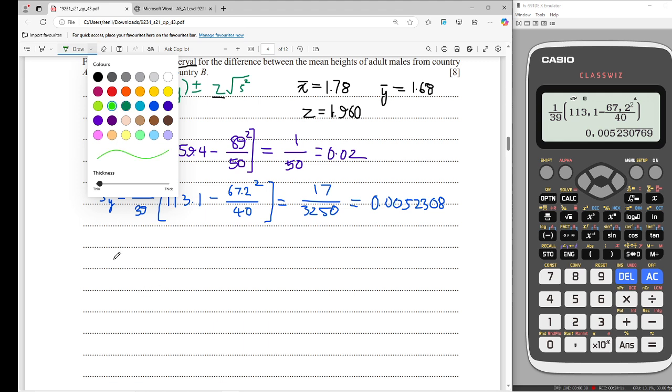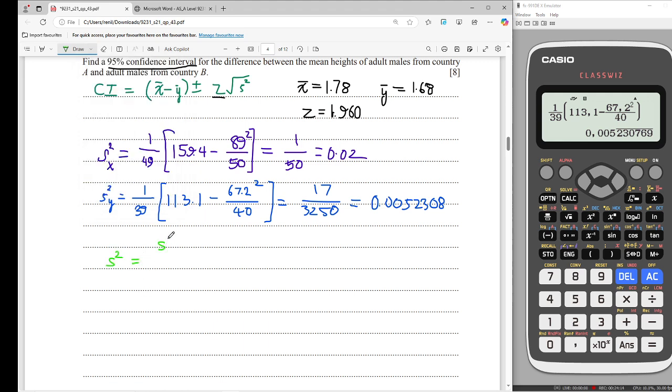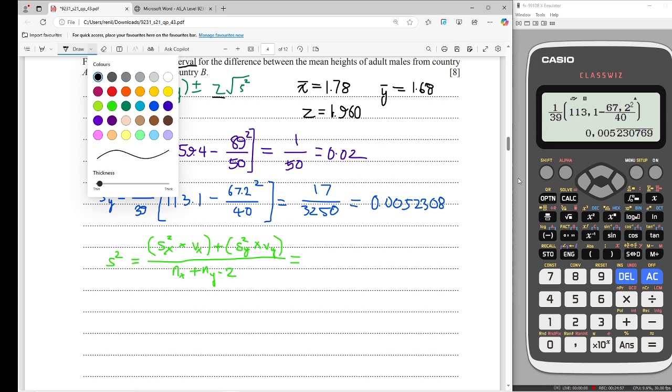Now to find the formula, it's very simple as well. S2 is equal to S2 of x multiplied by degree of freedom of x, plus S2 of y multiplied by the degree of freedom of y. So what we're basically doing is just reversing the step. We don't need this 1 by 49 or 1 by 39. We just put this over here and this over here, and we divide this with the degrees of freedom combined. So nx, number of terms of x, plus number of terms of y minus 2. So using this formula, we can just plug in our values.